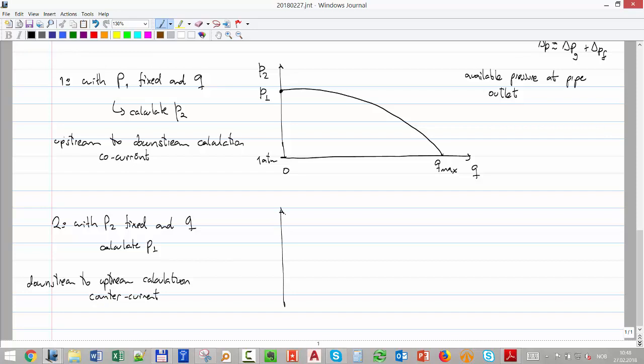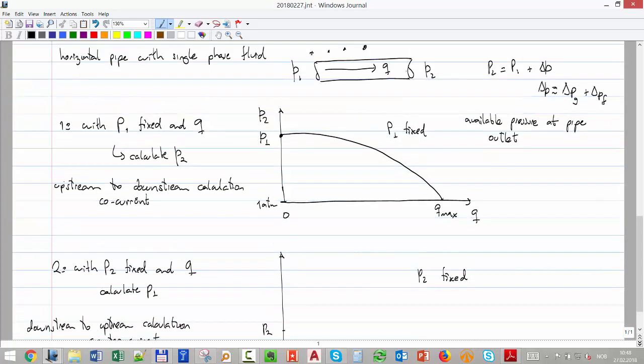So let's see here again what we have. Q, remember this one was P1 fixed, and this will be P2 fixed. So how will the curve look? For 0, you will have simply P2, right? But then if I want to flow a higher rate than 0, what will be the pressure that I need in 1? Larger. Okay, so the curve is going to go up like that. That clear? Yes? Crystal clear, no?